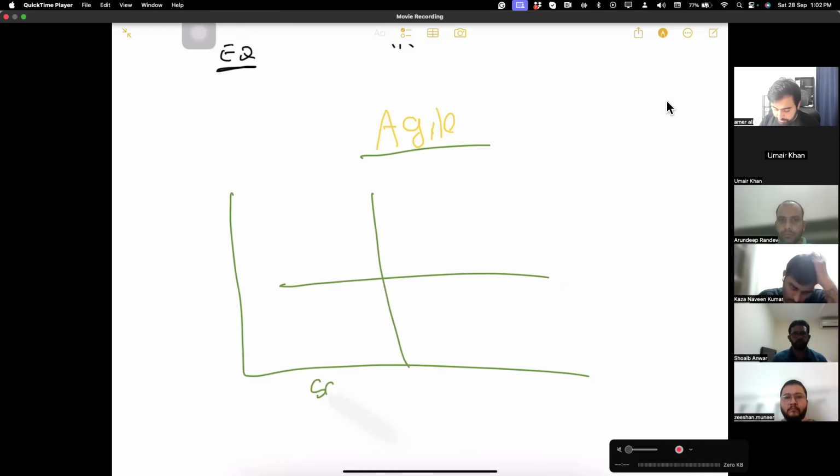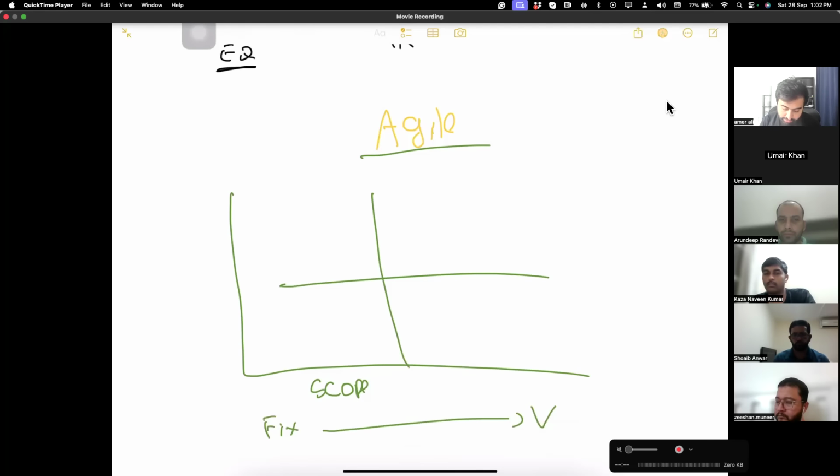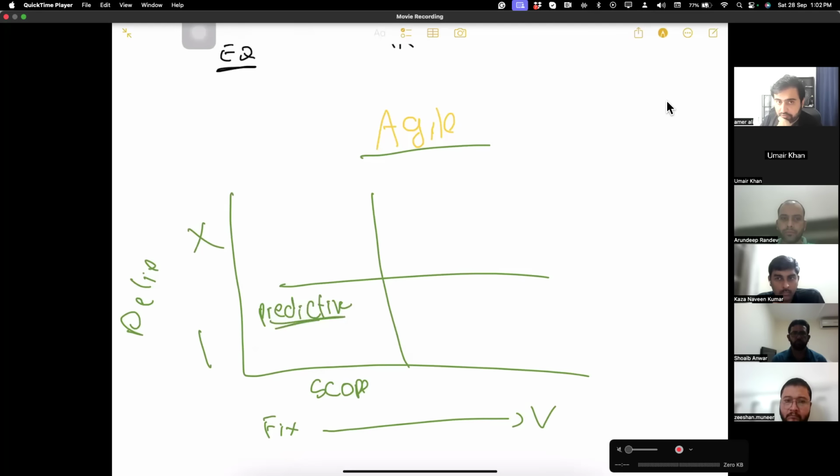Here, scope is fixed. As we move here, scope is variable. Here, you have single delivery. Here, you have multiple delivery. When scope is fixed and you have single delivery, we have the predictive life cycle. That is called the predictive life cycle, also called traditional waterfall. Examples are bridges, houses.